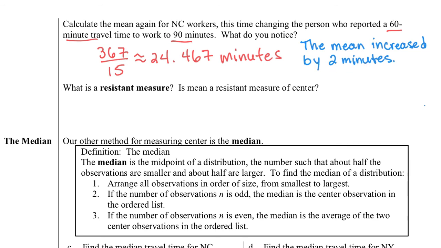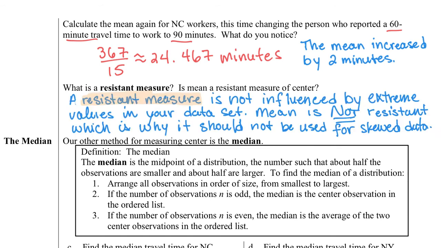So that gets into what the description is of a resistant measure. The definition of a resistant measure is something that is not influenced by extreme values in your data set. Mean is not resistant, which is why it should not be used for skewed data.